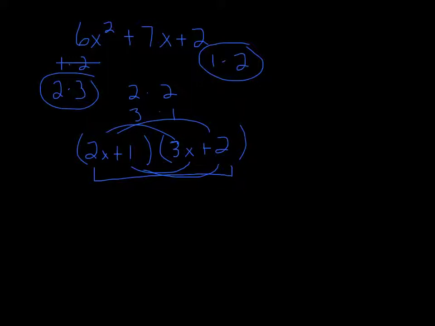Alright, let's give it another shot. Let's check out this next one. So we have 8x squared plus 10x minus 3. Okay. Alright, so let's keep going here. So 3 again. Now again, this is going to be negative 3, so we want one of them to be positive and one of them to be negative, right? So it can be one of those two ways.